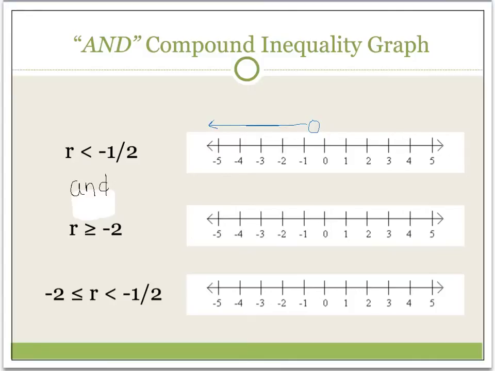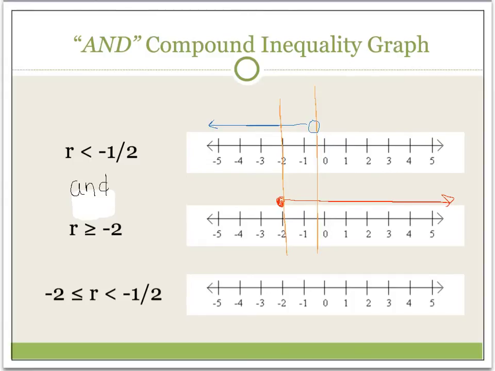When you come to the second inequality, r is greater than or equal to -2, we know it's going to be a closed circle at -2, and it's going to go to the right. Now, in "and" inequalities, the solution must work in both of them. So what we have to look at is where these two separate graphs overlap. They overlap from -2 to -1/2. That's the only part of the graph that will appear in our final solution.